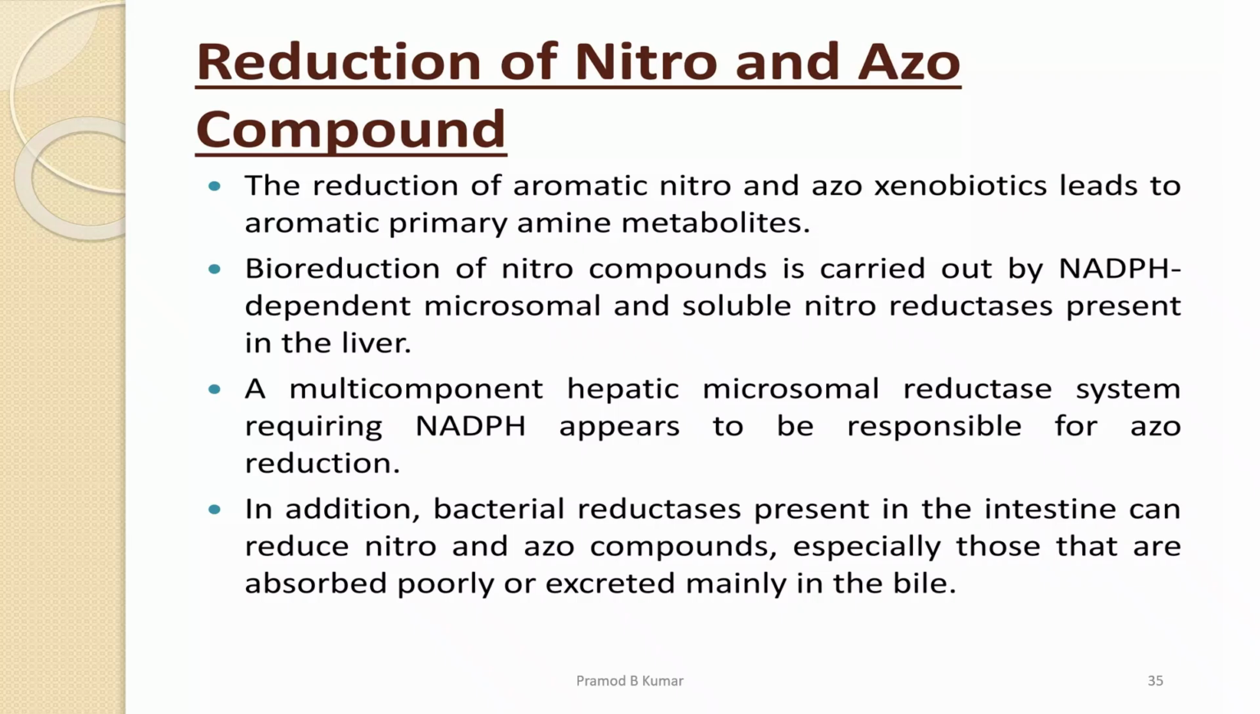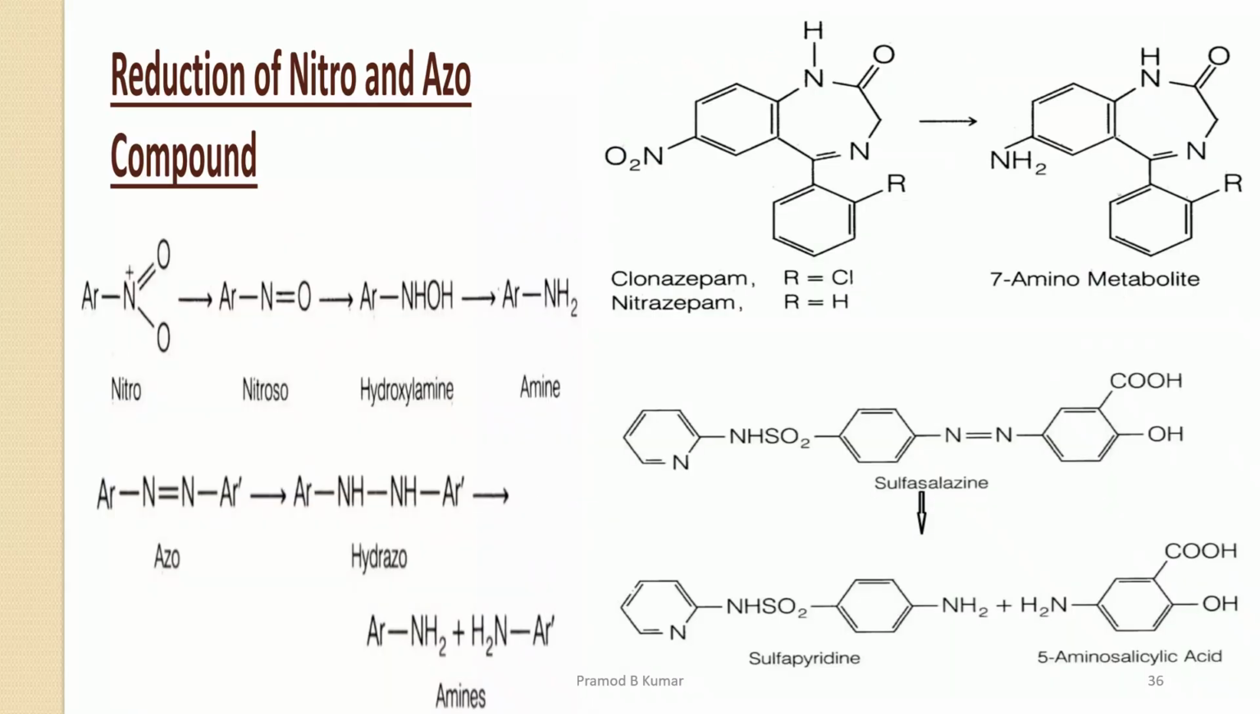In addition, bacterial reductase present in the gut can also reduce nitro and azo compounds, especially those which are absorbed poorly or excreted mainly in the bile. So these are some of the reactions of nitro and other azo compounds. So nitro gets converted to nitroso, hydroxylamine and amine. This is the sequence.